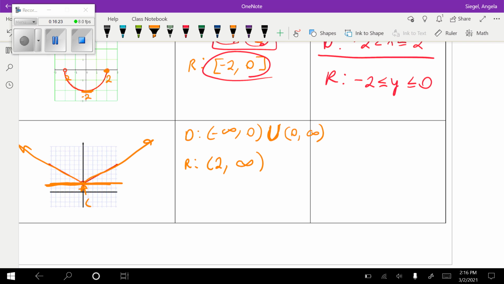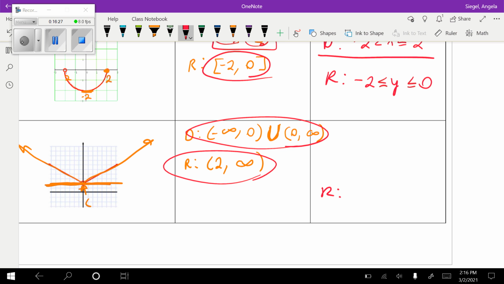Okay, and then finally for the last one, this one is pretty easy. This one we're going to talk about some more. So range for this one is just going to be y is greater than 2. Notice because there was a parentheses there. It's just greater than 2.